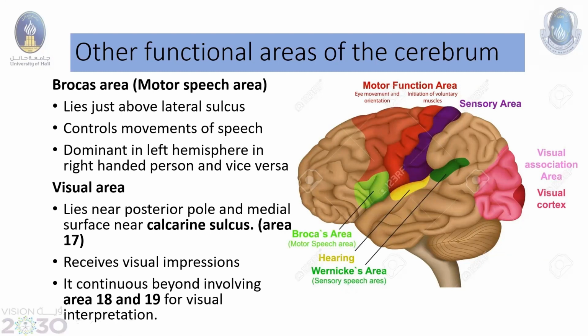It receives visual impressions, and it continues beyond that area. Not only this area, but the area around it is all called the visual association area, and it involves areas 18 and 19 also, especially for visual interpretation. The primary visual area is where the visual impressions are received, in area 17, and areas 18 and 19 are for interpretation. This whole area is called the visual association area, and this is called the visual cortex, or visual area.